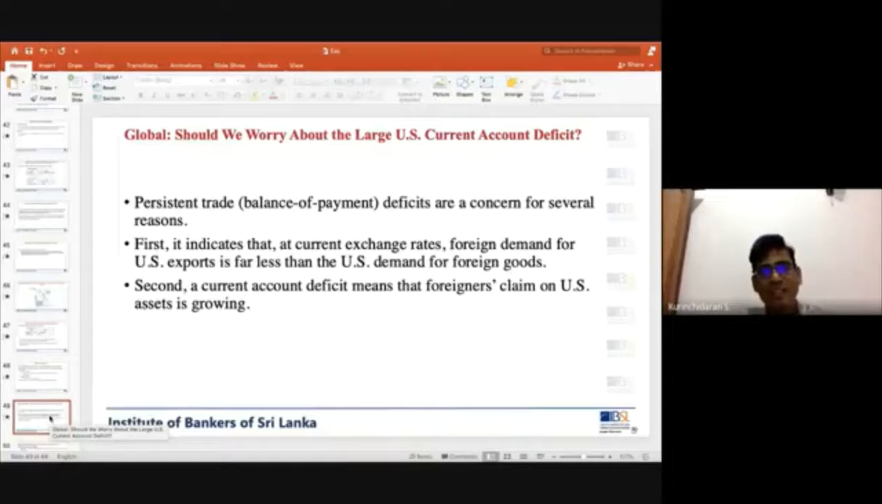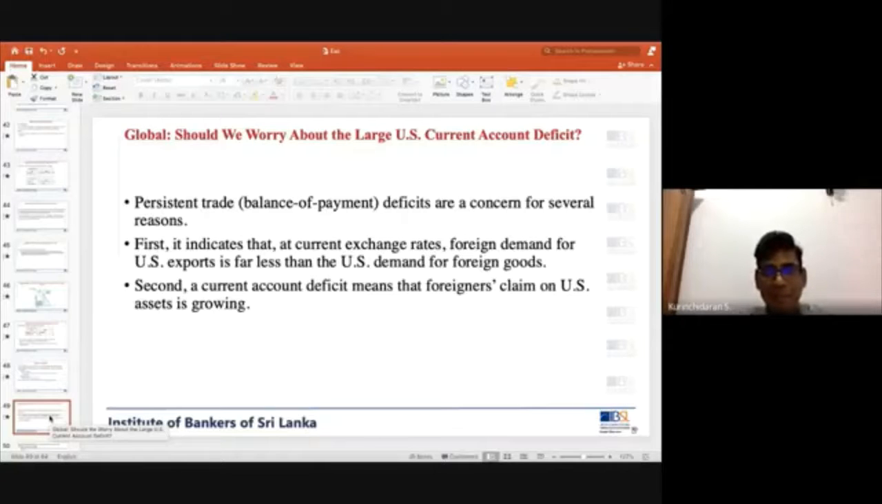Okay, just a question. In a global perspective, should we worry about the large US current account deficit? We all know the US is having a large current account deficit, right? So maybe the case in Sri Lanka too. You can see the balance of payment of Sri Lanka and see what's happening to the current account regularly. Continuously, you can see the deficit. So is it problematic? That's the question.